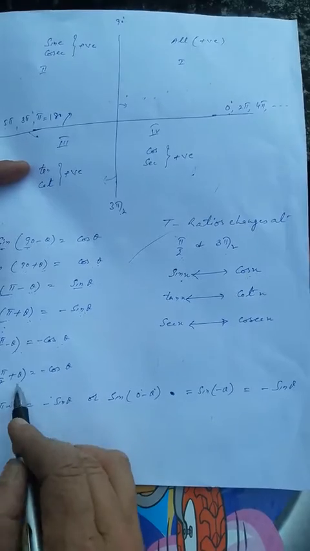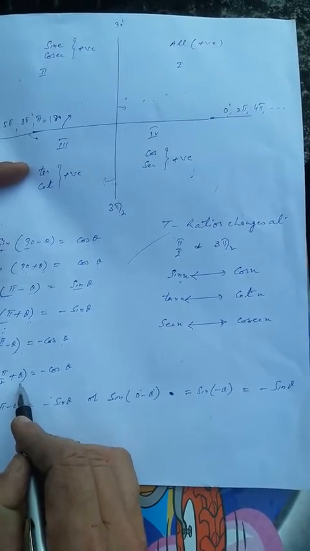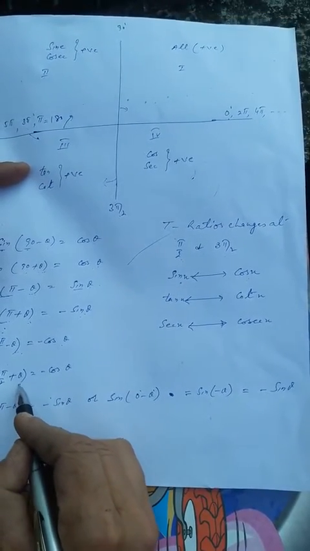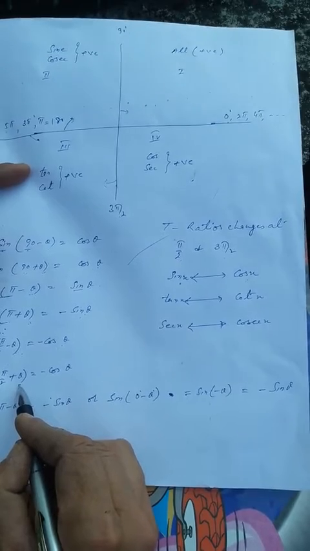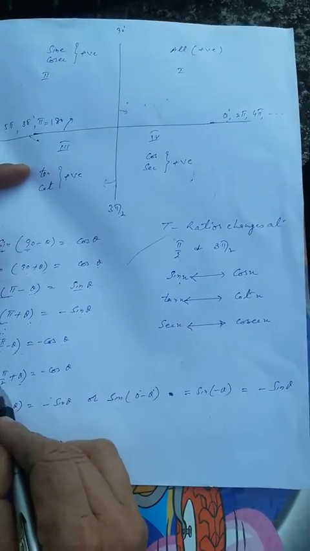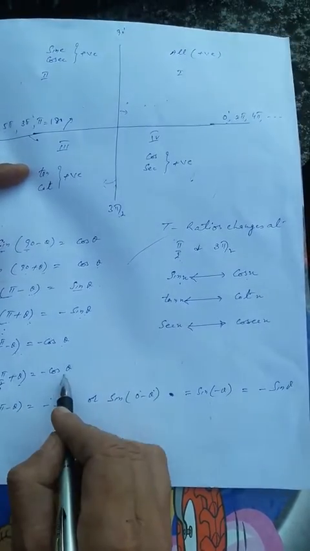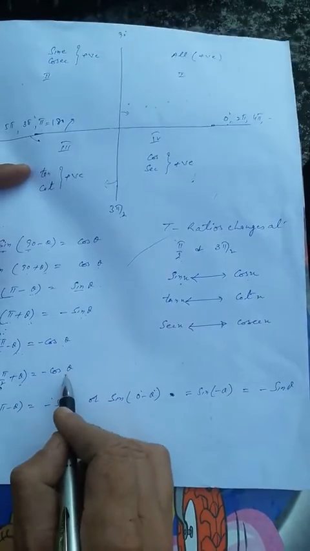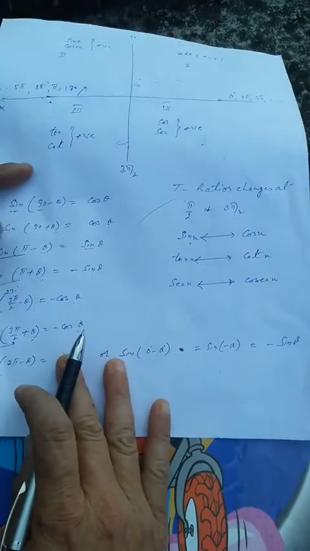Similarly, sine of 3 pi by 2 plus theta is equal to sine of 270 degrees plus theta. Now it is the fourth quadrant, and at 3 pi by 2 sine changes into cos, and in the fourth quadrant it is negative, so that's why it is equal to minus cos theta.